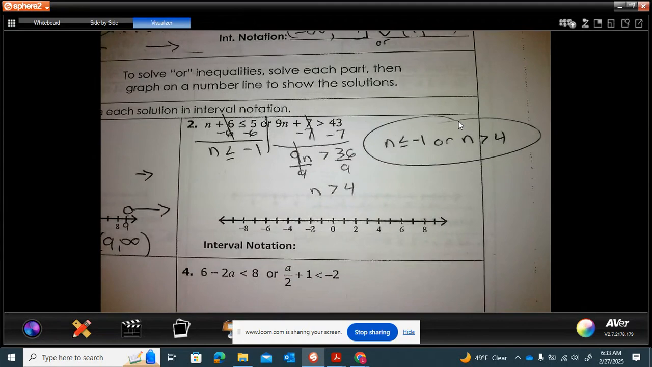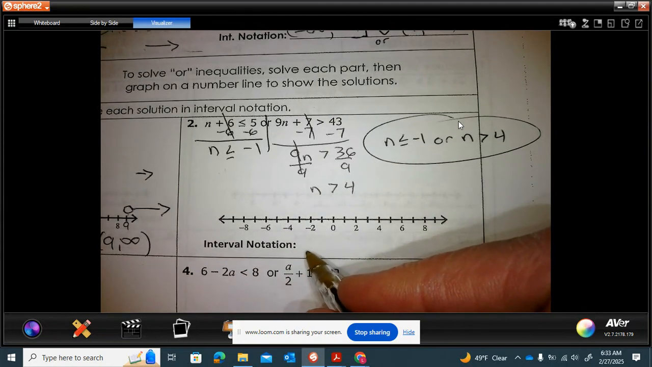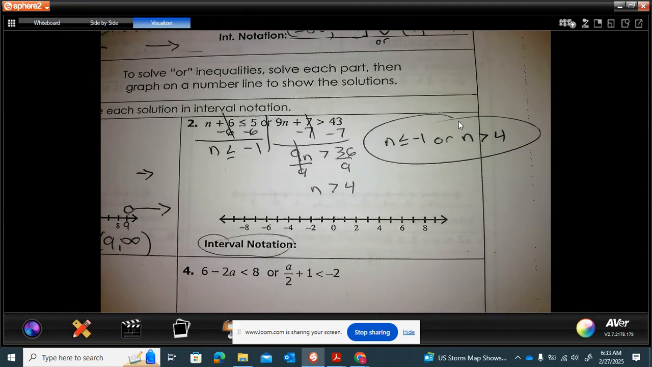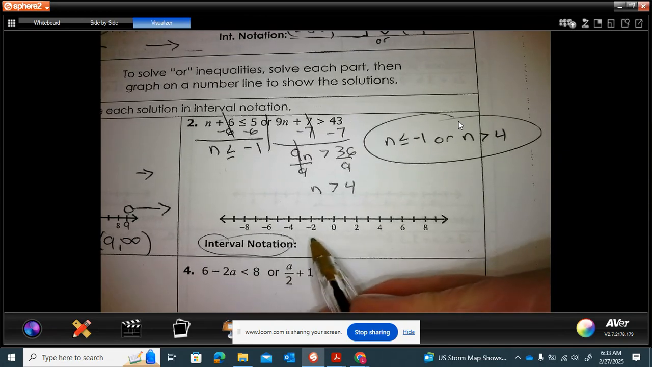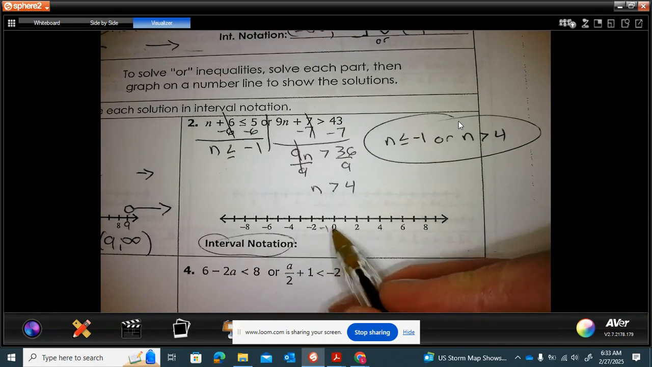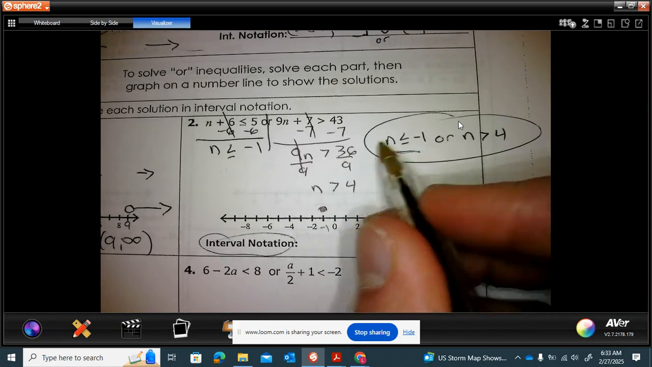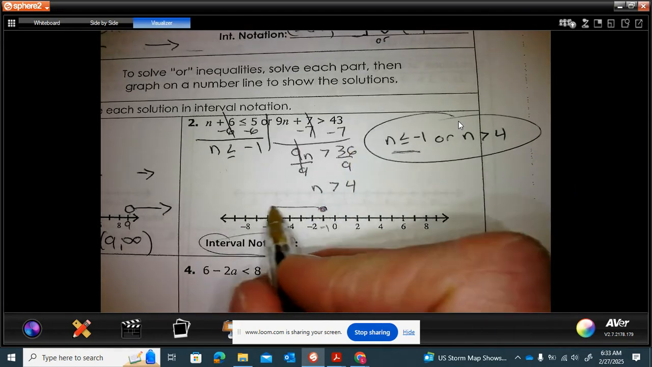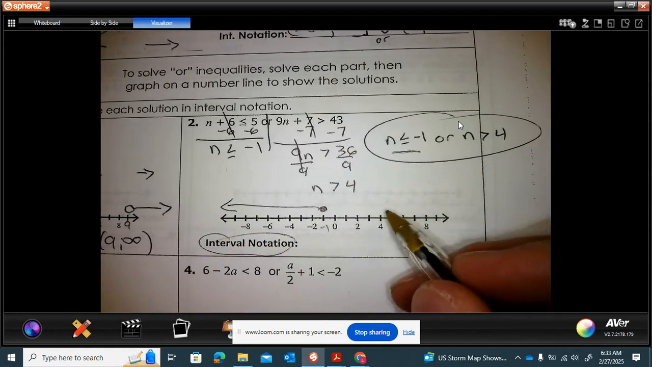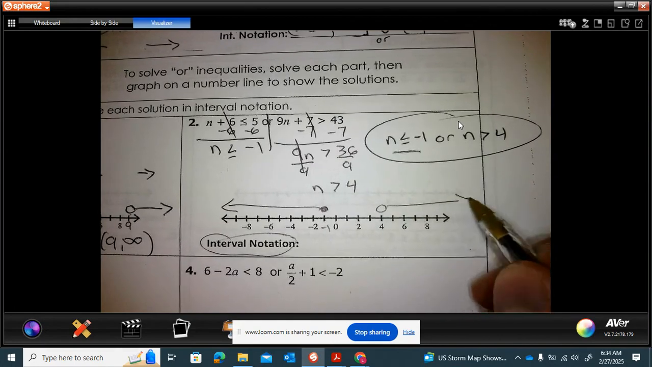The other way to write it would be this. Well, I think it's kind of hard to do the interval notation until you actually graph it on the number line. So let's graph it on the number line. At negative 1, which would be right here, I have a closed circle, and that one is going to be shaded to the left because it's less than. And then at 4, open circle, shaded to the right.